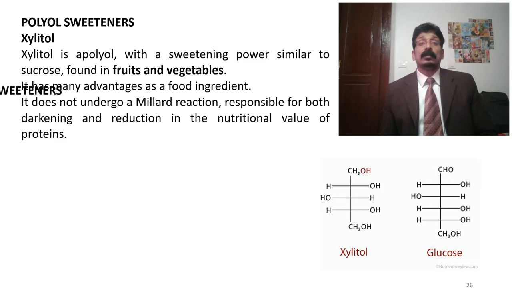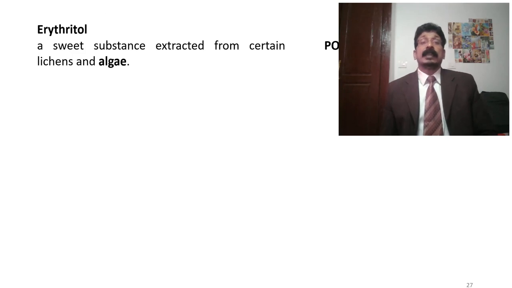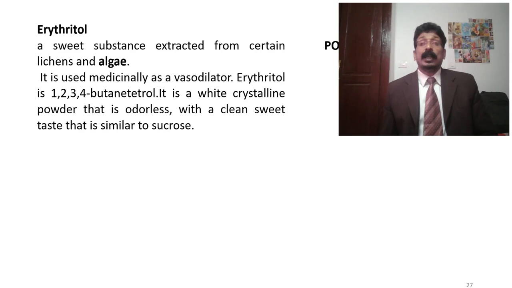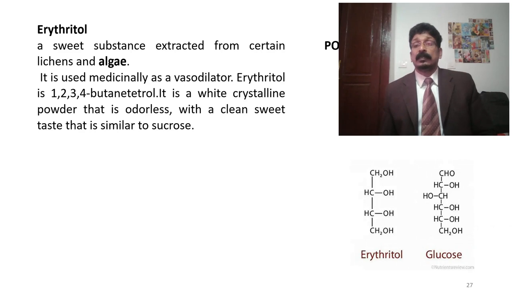So there is a small difference between them, just to show that it is also a polyol sweetener. Erythritol is also a polyol sweetener, a sweetening substance extracted from certain lichens and algae, and it is used medicinally as a vasodilator. Erythritol is 1,2,3,4-butanetetrol, with 4 OH groups. It is a white crystalline powder, odorless, with a clean sweet taste similar to sucrose. In the structure, glucose has 6 carbon atoms, and here you can see only 4 carbon atoms. So erythritol, a tetrose, is also a polyol.